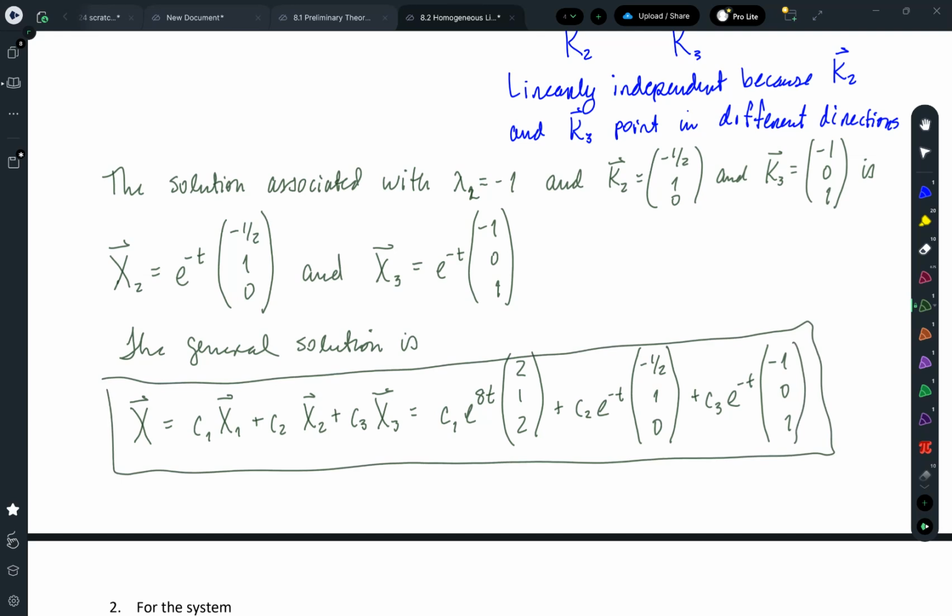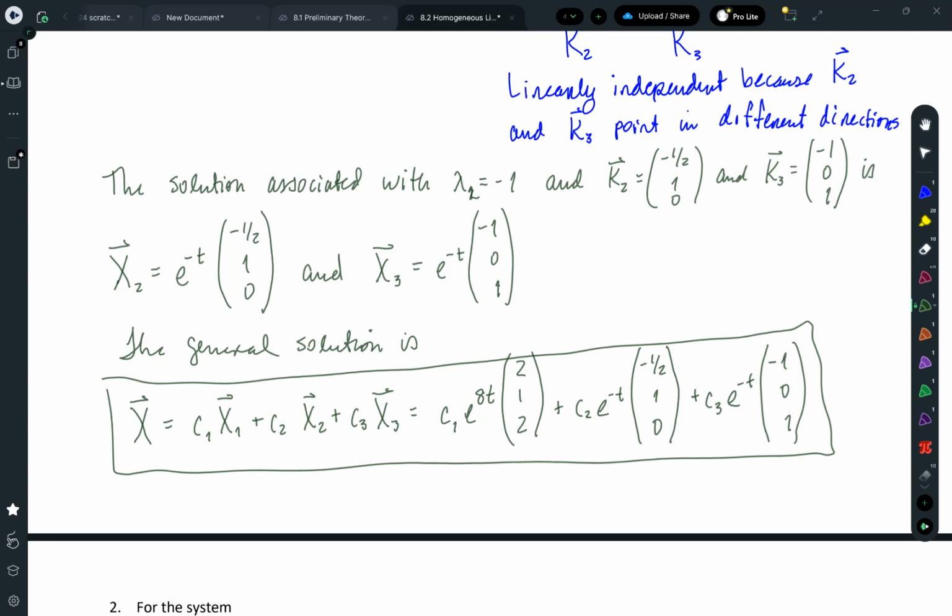We could put this together and make it look like one vector so that we could clearly see what x of t is, what y of t is, and what z of t is, okay? But we don't have to. We can write it this way.